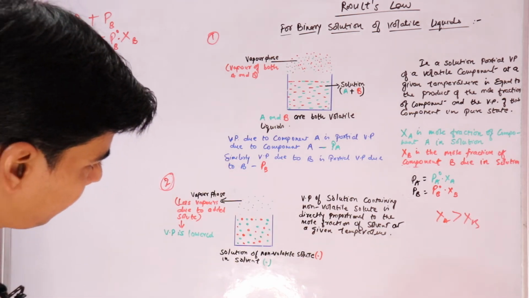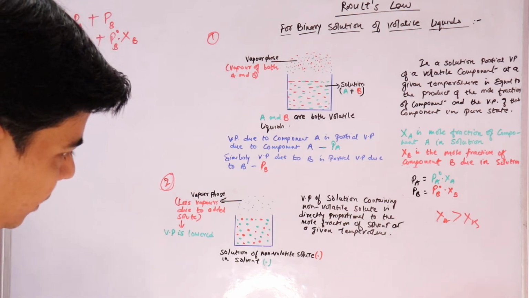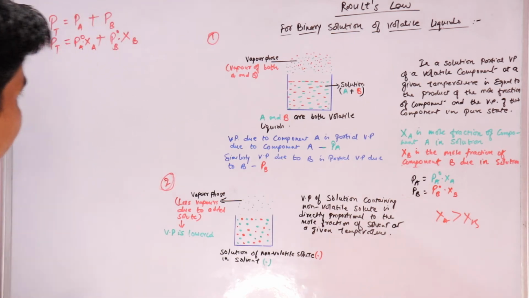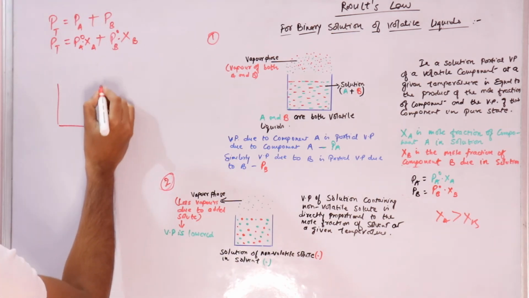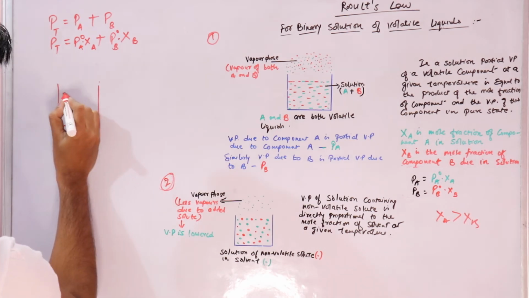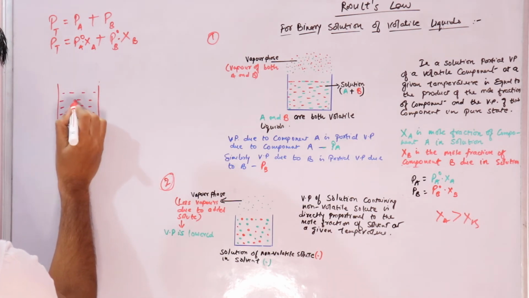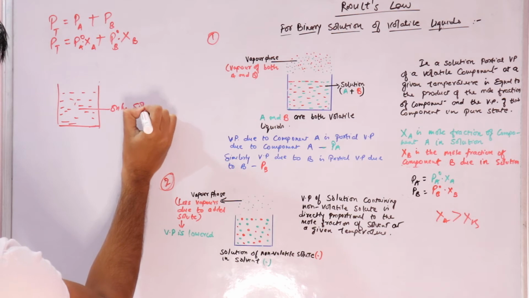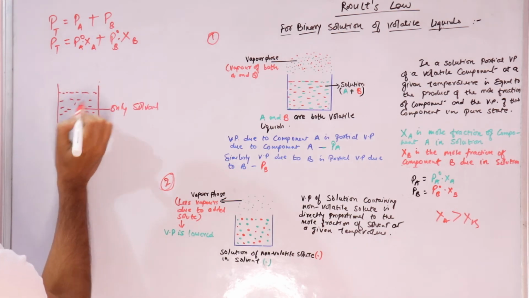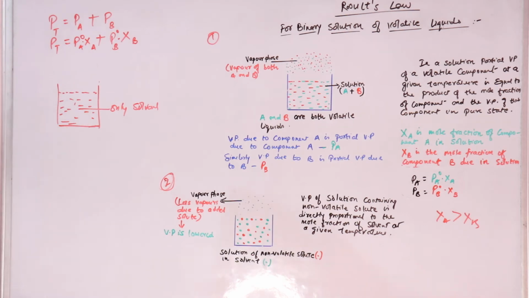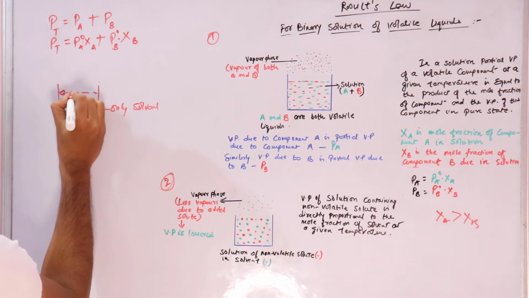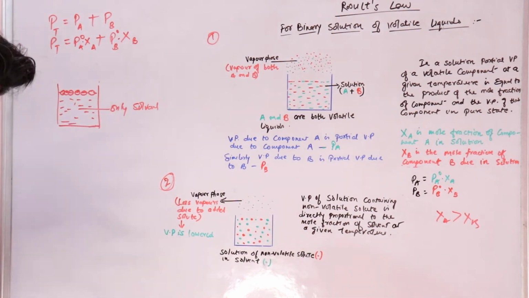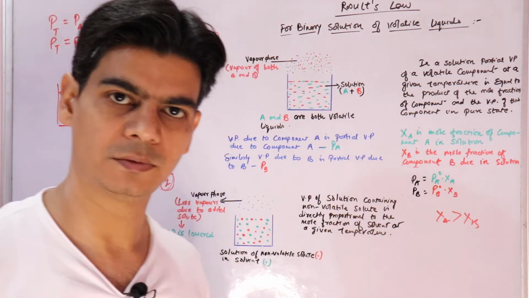So let's first understand the case where the solution does not contain non-volatile solute. Suppose we have this container, and it consists of only solvent, right. So if it consists of only solvent, the molecules at the surface will be only solvent molecules, right.